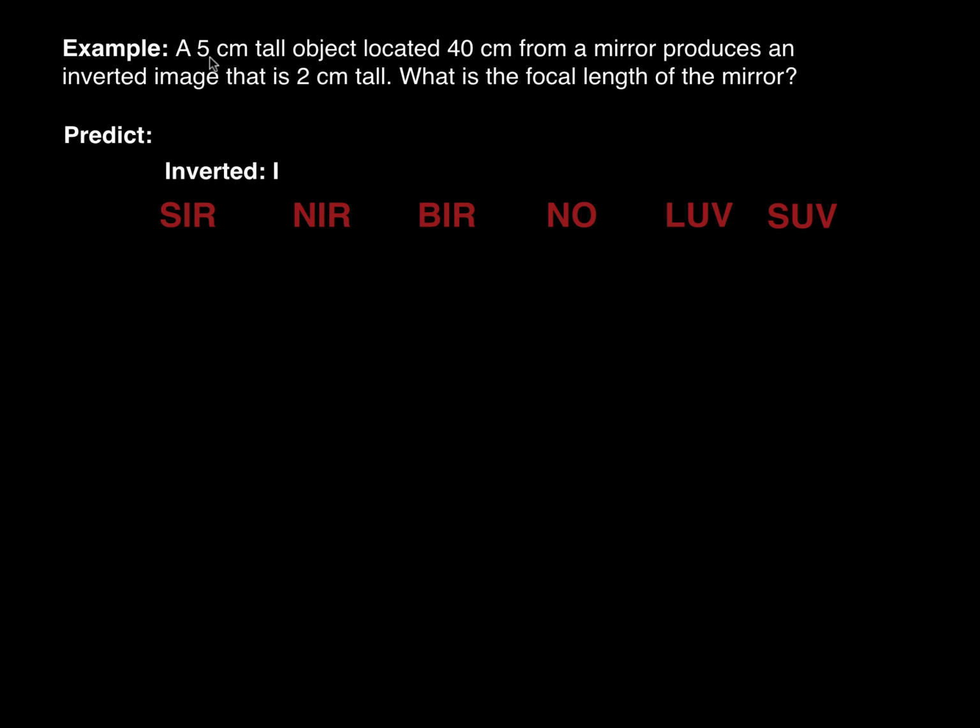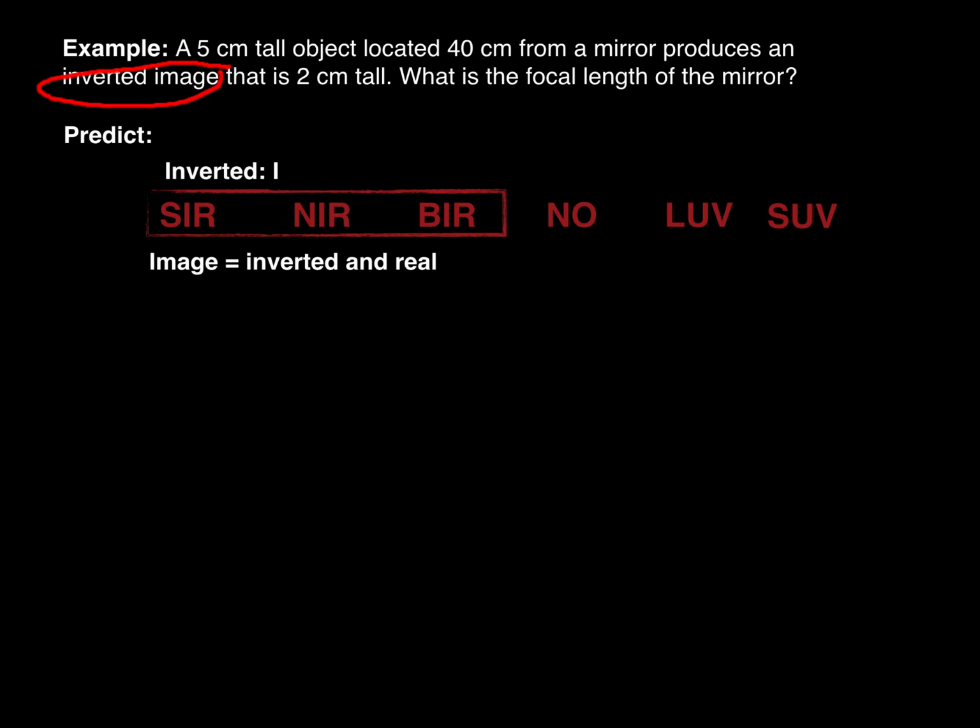Since it's an inverted image, we know it has to be either SNER or BUR. This means that the image has to be inverted, but it also has to be real, since there are no inverted virtual images. We also know it has to be a concave mirror, so we expect to have a positive focus. This means that we expect di to be positive, because we have a real image. We would expect hI to be negative, since we have an inverted image. And we'd expect F to be positive.